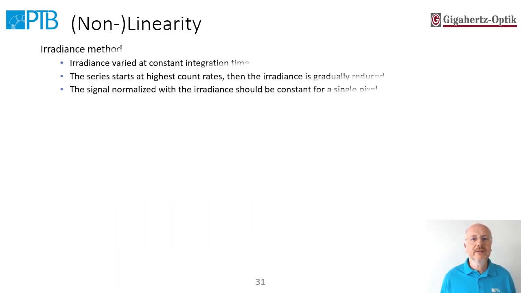Then we carry out the same procedure with the irradiance method. Here we first set the irradiance at a fixed integration time in such a way that we get a high count rate. Then the irradiances are gradually reduced. If the measured signals are then normalized with the irradiances, we should obtain a constant count per irradiance value for each pixel.